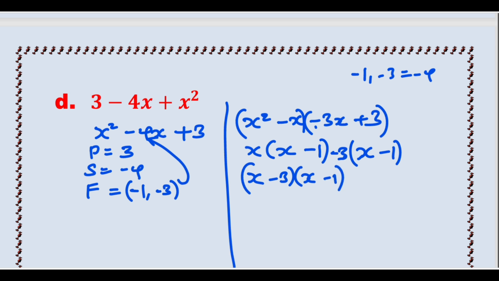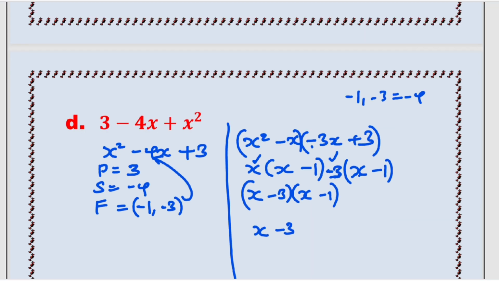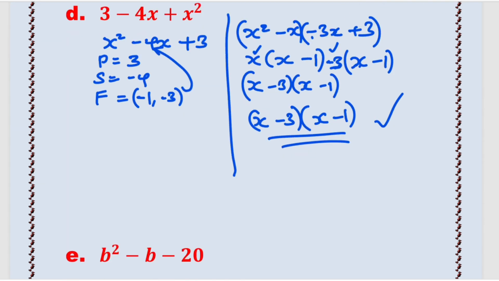I hope you are able to understand that if you now take negative 3 that we have here times x, it gives you negative 3x, and then negative 3 times negative 1 gives you positive 3. So the correct one is supposed to be negative 3 outside the second bracket. So picking what is outside the two brackets, it should be x minus 3, and then you pick one of the brackets, x minus 1. So you will end up with x minus 3 into x minus 1 as the correct factorization of that.